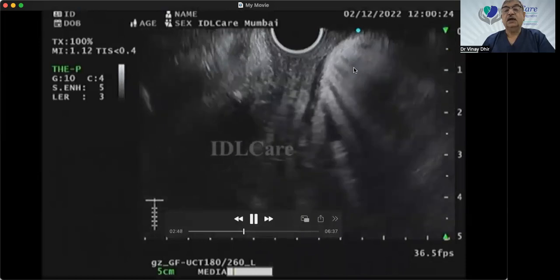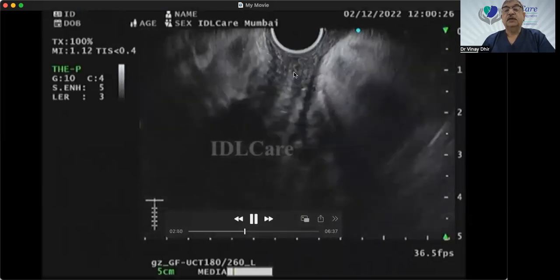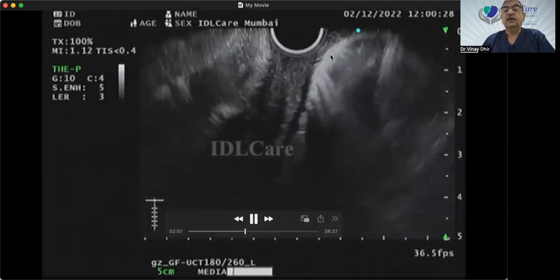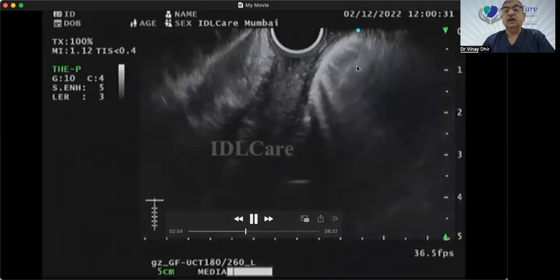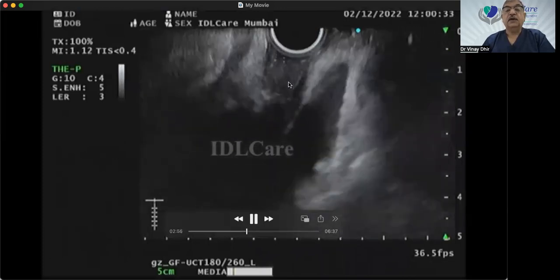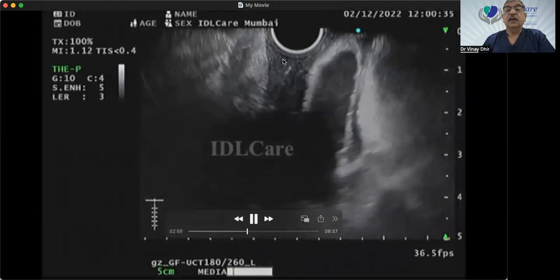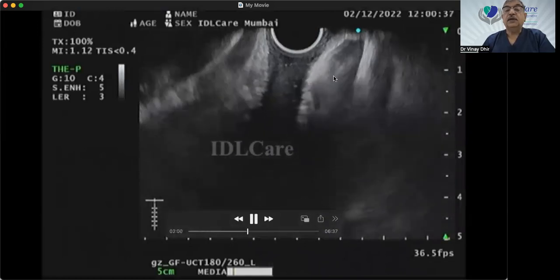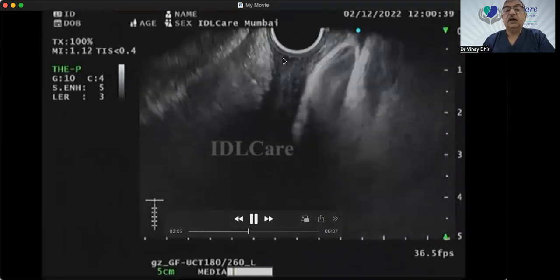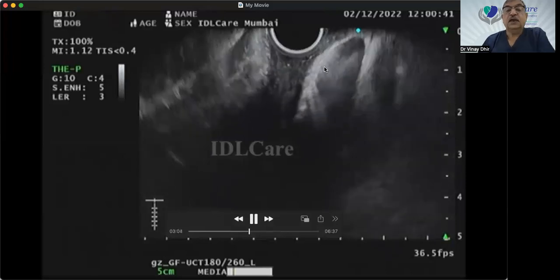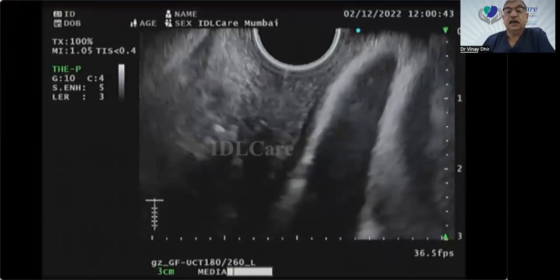So this is the heart here. You can see the esophagus. You can see the pleural deflection. Here, the heart is coming. And gently we are withdrawing to see if there is anything in the mediastinal area, periesophageal area. And you know, here in this case, there is nothing like that.